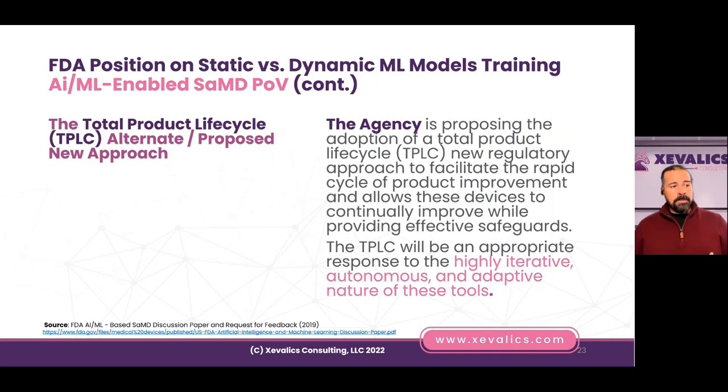So in response to the situation with the dynamic algorithms, the FDA is looking for an alternative approach, and this is the total product life cycle, the newly proposed approach. The agency is proposing the adoption of the total product life cycle regulatory approach to facilitate the rapid cycle of product improvement and allow these devices to continually improve while providing effective safeguards. The total product lifecycle will be an appropriate response to the highly iterative, autonomous, and adaptive nature of this tool.